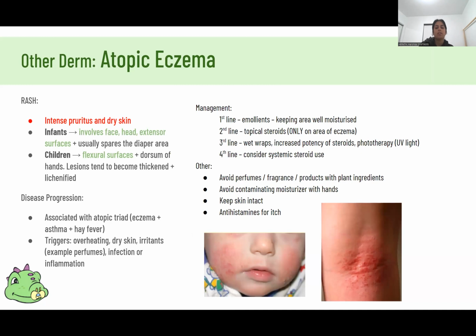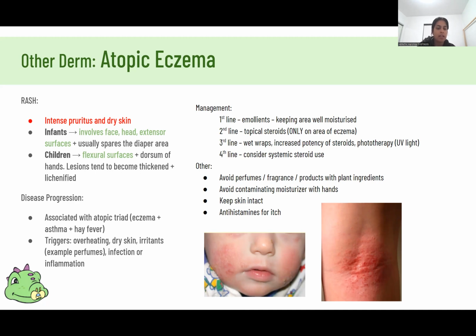Cool. So atopic eczema, you would have talked about this last year in GP and now also in peds. It's usually in a triad, or more commonly in a triad. Kids can get eczema by itself as well. In smaller kids, it'll be mainly on the extensor surfaces and on their face, whereas as we get older, it's more likely to be on the flexor surfaces.